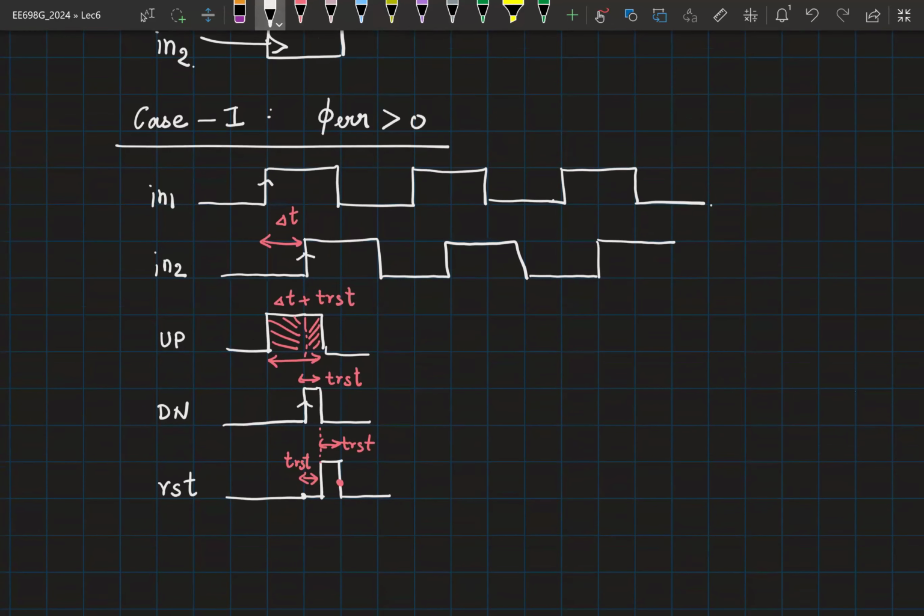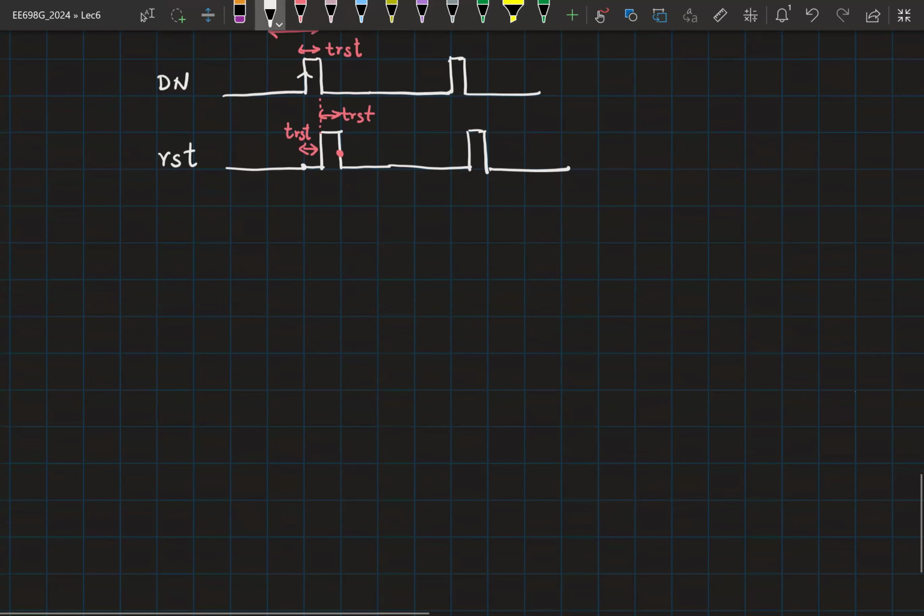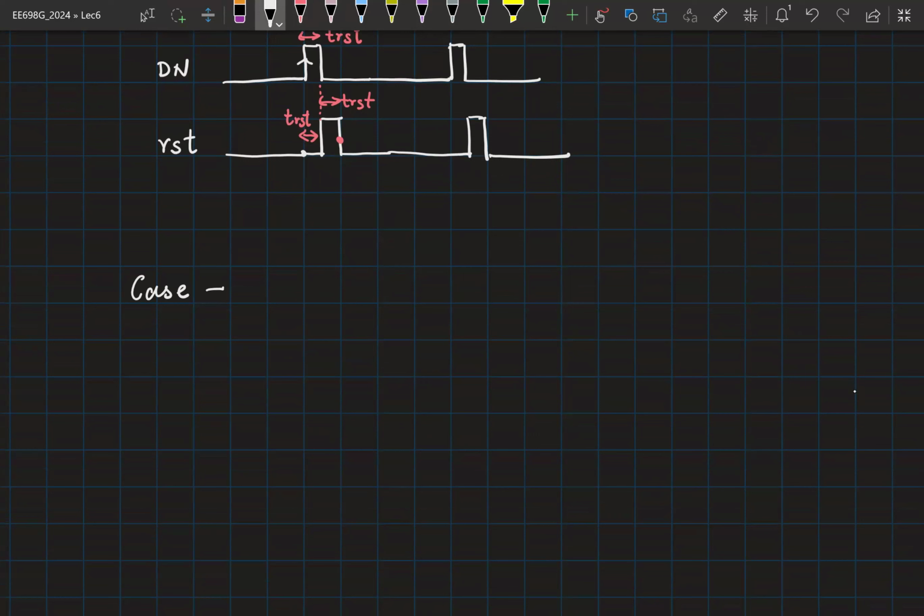Okay. Now I can also plot the next period. So again, corresponding to rising edge in1, my up will go high. Rising edge in2, down is going to go high. After a T reset delay, my reset will go high. So both of them will come down. And then again, after a T reset delay, reset will come down. So this is how your period is going to repeat. Now, it looks like what we should do is up minus down. Just to be sure, why don't you plot the case for phase error lesser than 0? But why don't you plot it?